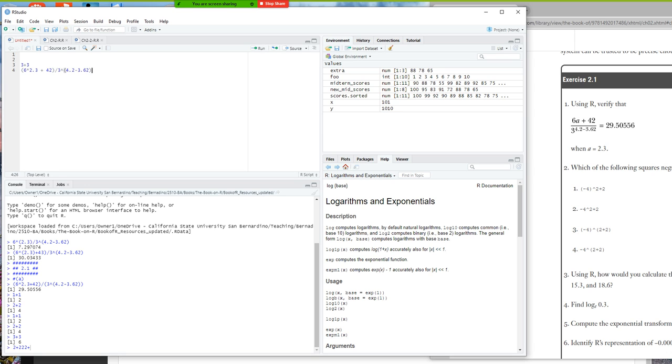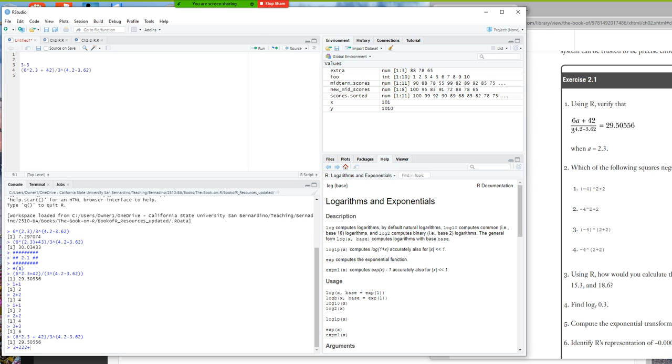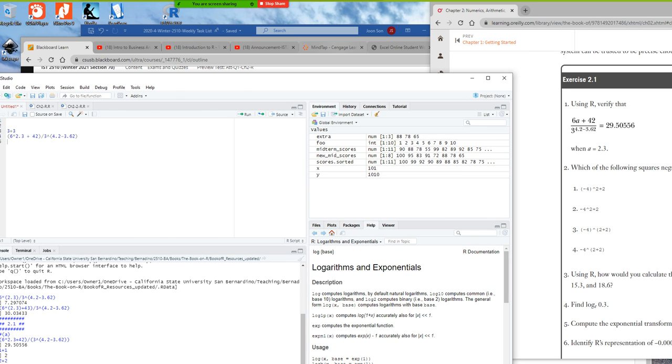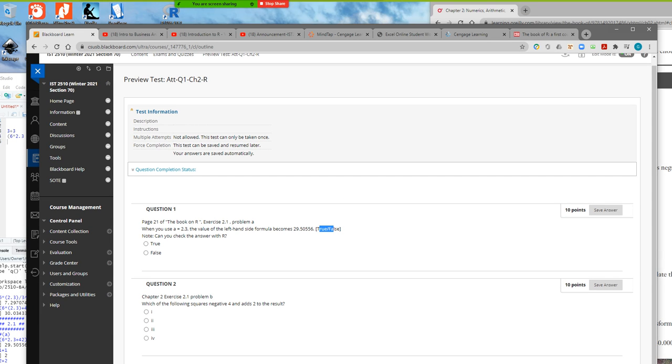And then I'm going to run this. And then what? 50556, which is this value, right? So what is the answer? Is it true or false? True. Thank you. So it's true.